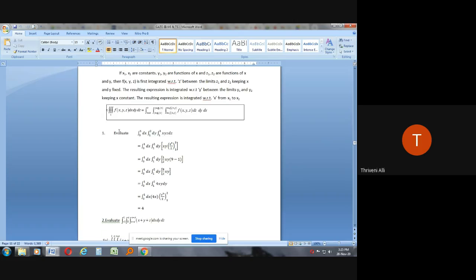Okay. Next, see the first problem. In this problem, all the integral limits are constants. So we have to integrate with respect to any variable first, either x and then y and then z.